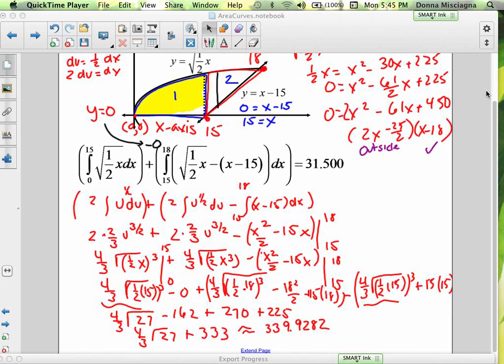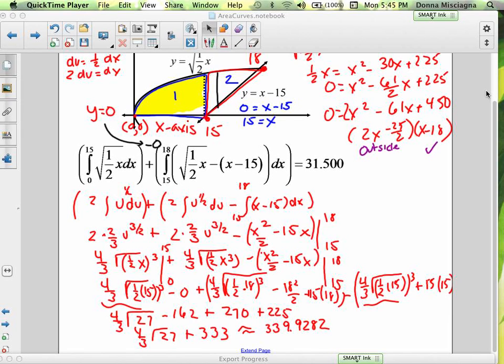So I do have a 4/3. Half of 18 is 9. 9 cubed is 27. So we have 4/3 times the square root of 27. And then we have 18 squared divided by 2 would be a minus 162. We've got the 15 times 18, that'd be 270. And then the 15 times 15 would give us 225. Right, so that's going to give us a total of 4/3 the square root of 27 plus 333, which is approximately 339.9282.